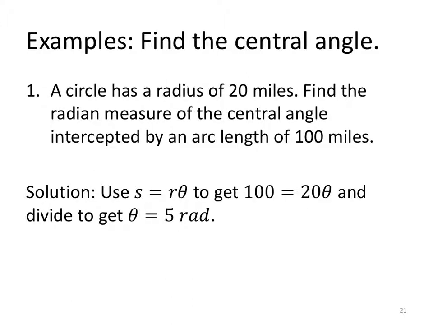We can also use this formula to find a central angle. So a circle has a radius of 20 miles, maybe a search radius or something like that. Find the radian measure of the central angle intercepted by an arc length of 100 miles. The arc length, S, is 100. The radius is 20. When I divide, I get theta equals 5 radians. Keep in mind that radians don't always have to have a pi involved. Sometimes they're numbers that we're used to, like 5. 5 radians is a great answer.